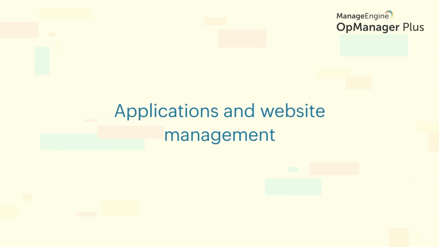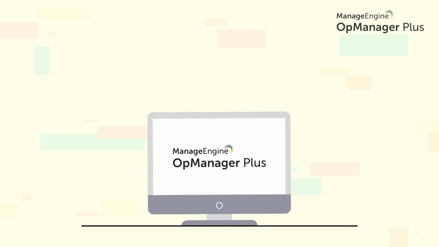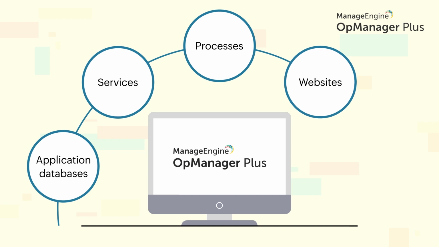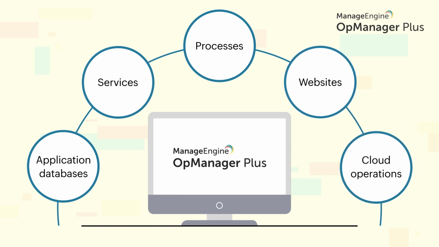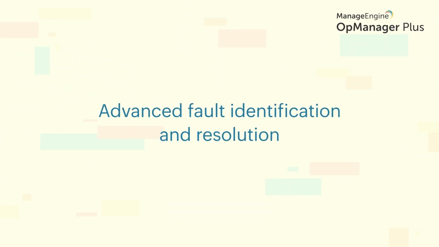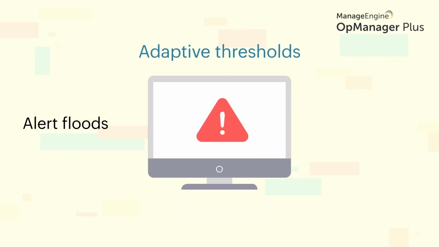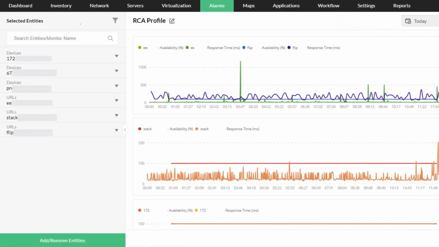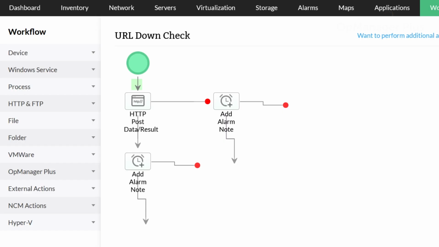Applications and website management. OpManager Plus can track application databases, services, processes, websites, and cloud operations to ensure that users can access your services without disruptions. Advanced fault identification and resolution. Detect network issues without alert floods and false positives with adaptive thresholds. Correlate the data to find the root cause with RCA profiles and automate troubleshooting with automated workflows.